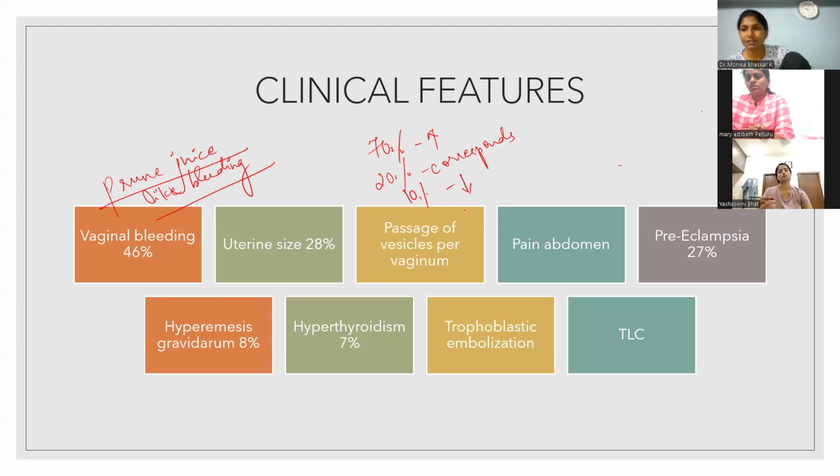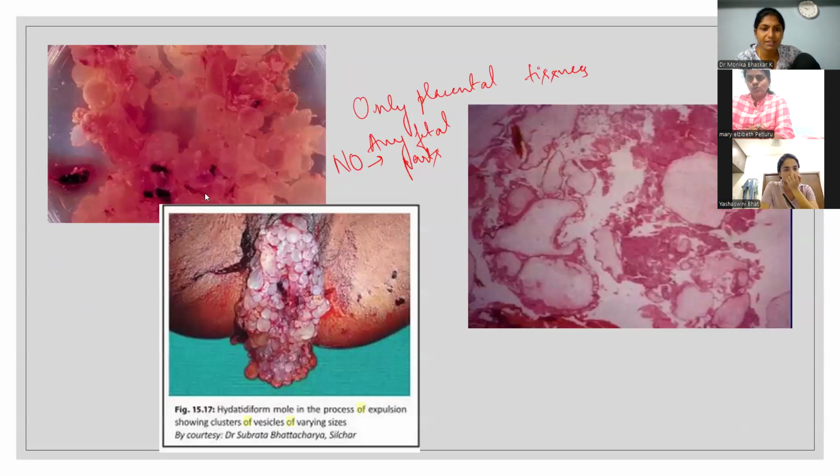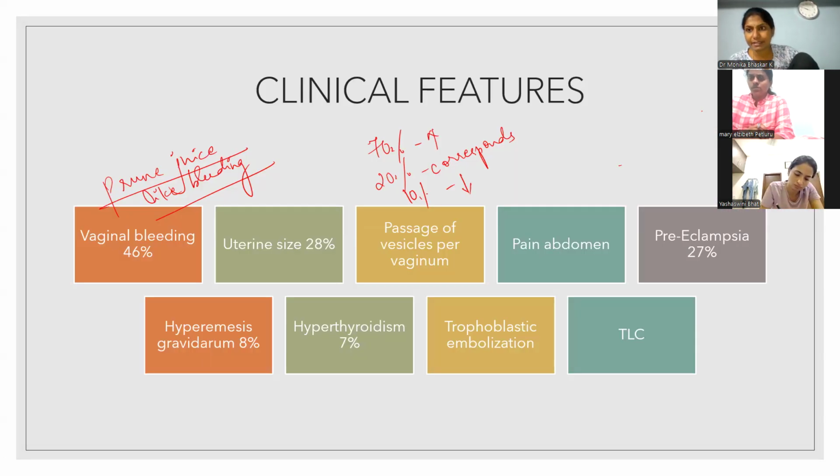And I already showed you a picture of the pathognomonic feature, passage of vesicles per vaginum. This is the most specific and most pathognomonic feature of a complete molar pregnancy. Some women also present with pain abdomen along with bleeding PV. So if there is pain and bleeding in the first trimester, you have to definitely rule out both ectopic pregnancy and molar pregnancy. These are the two important things to rule out if the mother presents with both pain and bleeding in the first trimester.